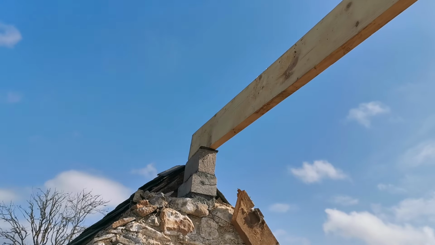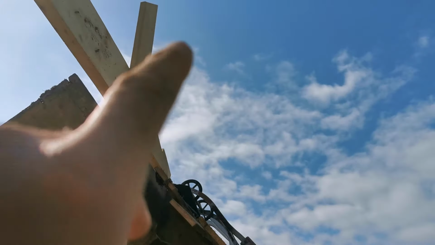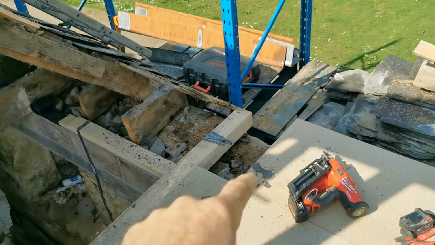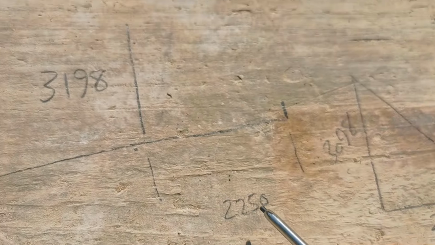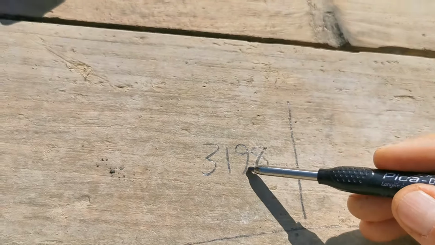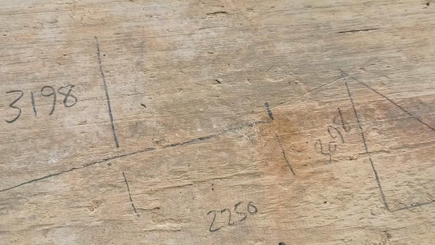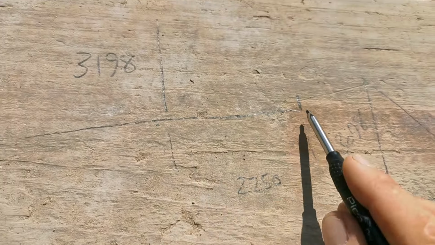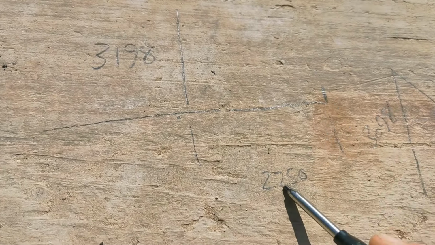Right, so our ridge is up now and levelled. So now I've got to work out the distance from the top corner of the ridge to the outside corner of the floor joist. The height from the floor to the top of the ridge is 31.98. The distance across is half of 5.5 metres, which is 22.50.